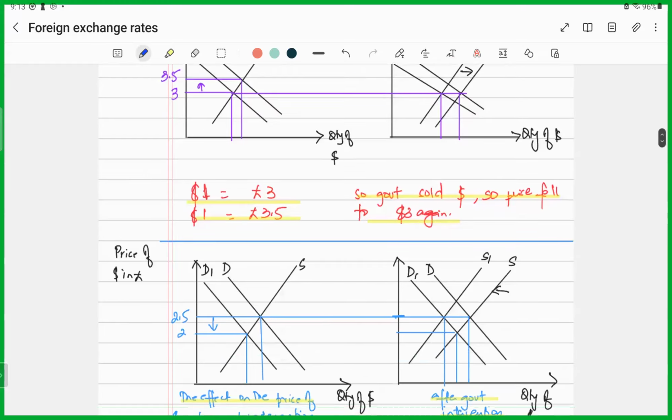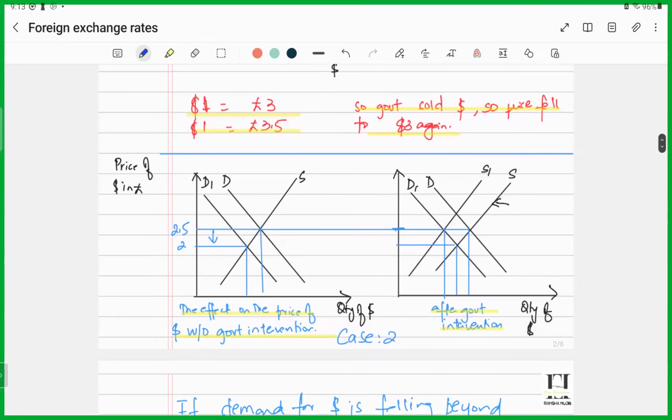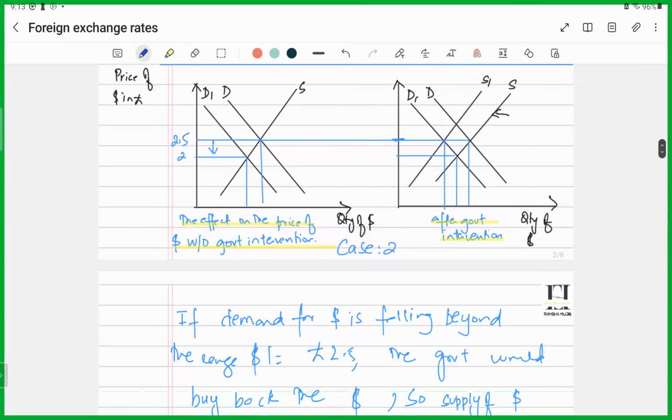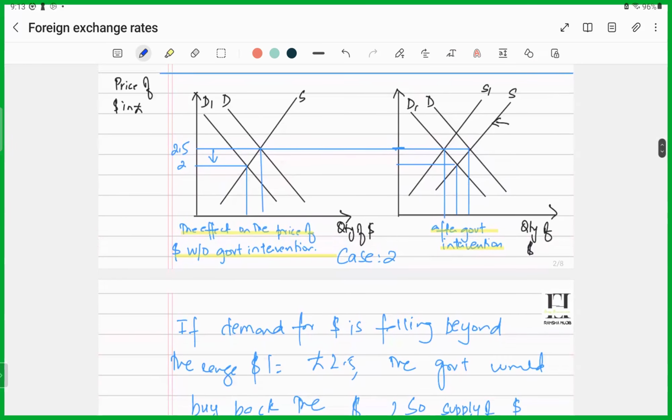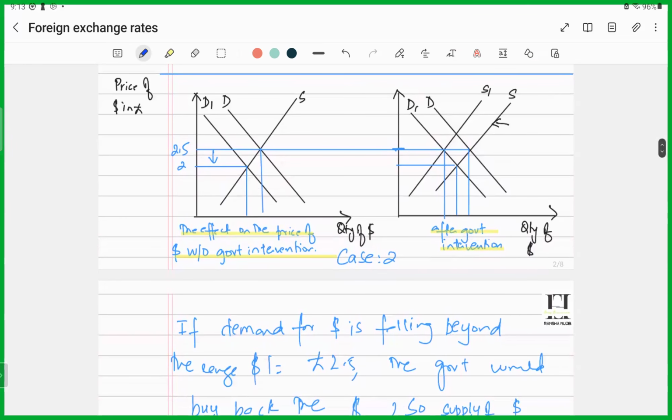Case 2, this is what we had just discussed. What happens if the demand for dollars is falling beyond the range, where $1 was initially at what? 2.5 pounds. This was the initial position. Now what happens? Let's say the demand is falling.